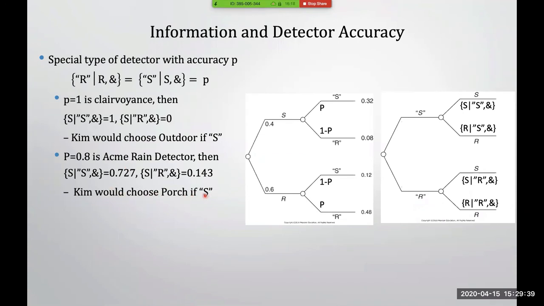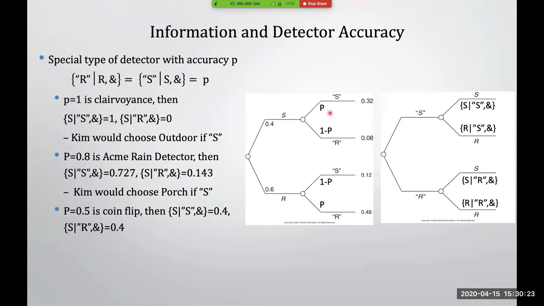Okay, so what are we trying to look at? Over here, the ring detector and the clairvoyance both have the potential to change Kim's decision to either outdoor or porch if the message is sunny. If the message is rainy, of course, Kim would still choose the indoor party. However, on the other hand, if the message is sunny, then Kim would change her choice of location to outdoor or porch.